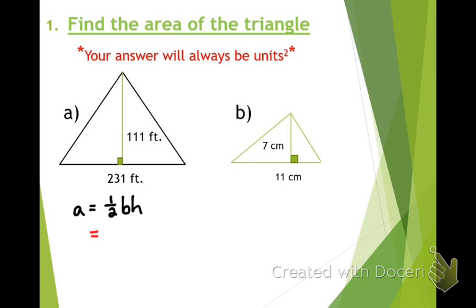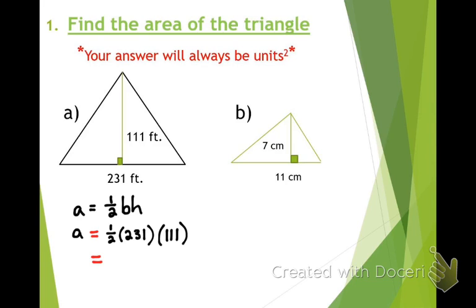The A, we are looking for the A, so we're going to just drop it down. Now I'm going to drop down my 1/2. What is my base? 231 feet. Okay, you can see, yes, it is at the bottom, but it's down here underneath where that right angle is, okay? Next up, what's my height? 111 feet.